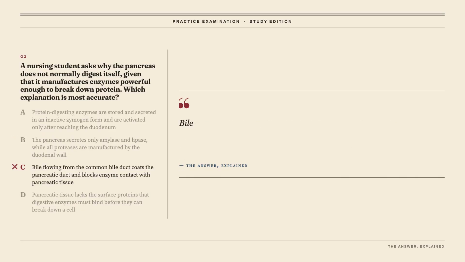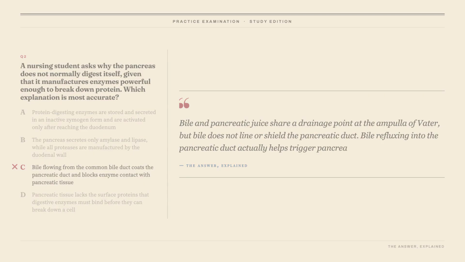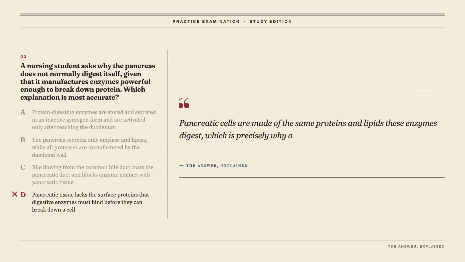C is wrong because bile and pancreatic juice share a drainage point at the ampulla of Vater, but bile does not line or shield the pancreatic duct. Bile refluxing into the pancreatic duct actually helps trigger pancreatitis rather than prevent it. D is wrong because pancreatic cells are made of the same proteins and lipids these enzymes digest, which is precisely why autodigestion is possible. Protection comes from delayed activation, not from immunity at the cellular level.